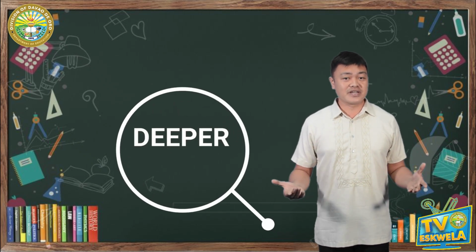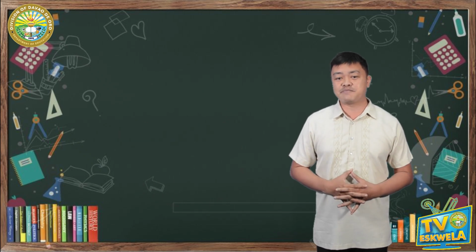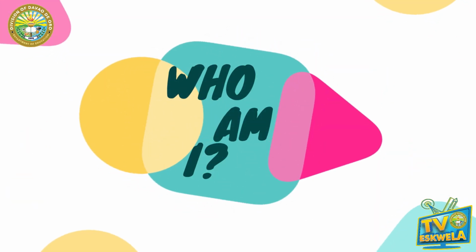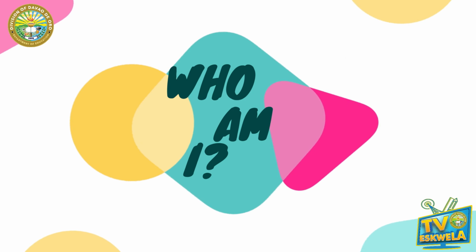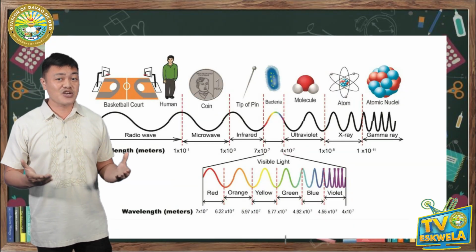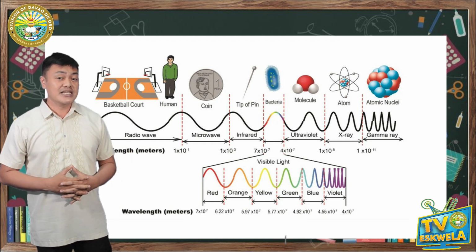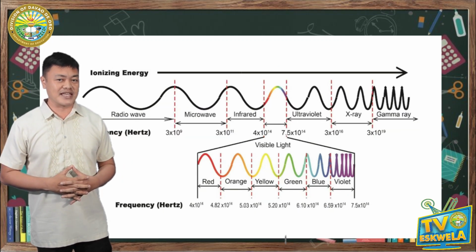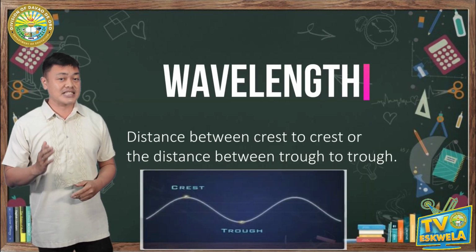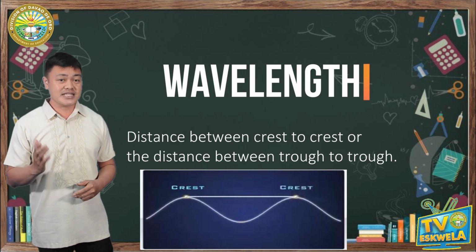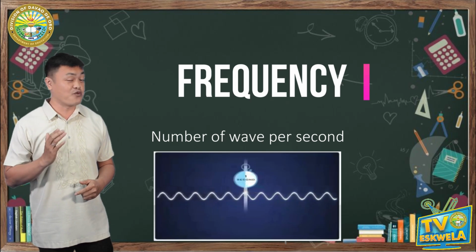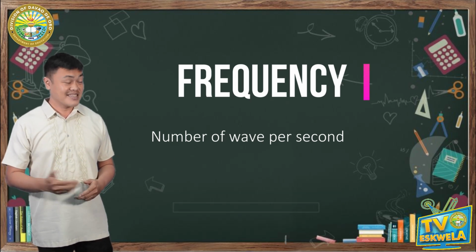Now let's go deeper and check out each of the electromagnetic spectrum by answering the Who Am I activity. Based on your observation in the diagram, you will guess what type of electromagnetic wave depending on the frequency and the wavelength that I'll be asking. Now take note, the wavelength is the distance between crest to crest or the distance between trough to trough. And frequency is the number of waves per second. Are you ready?